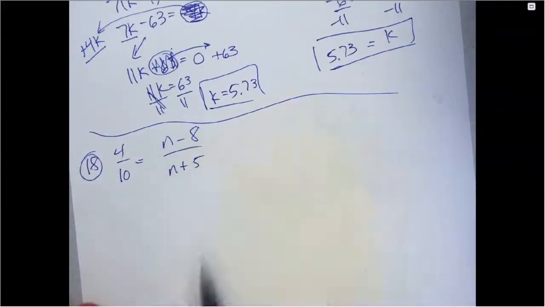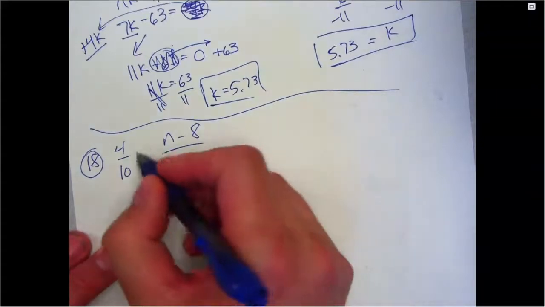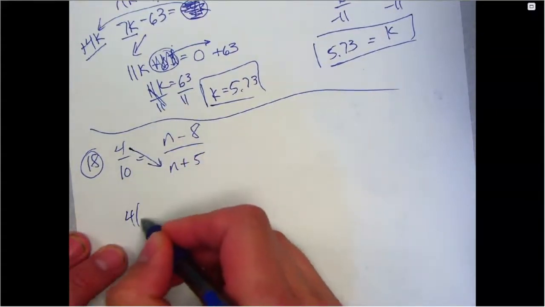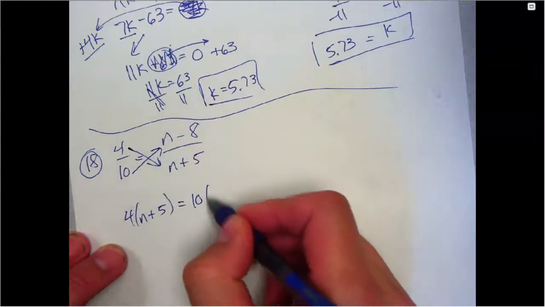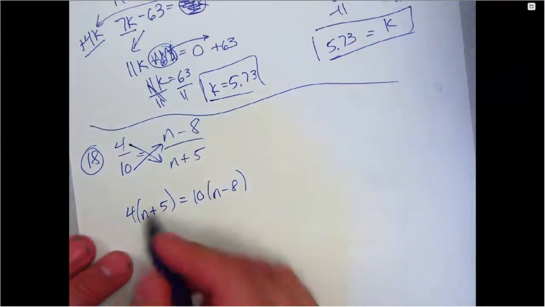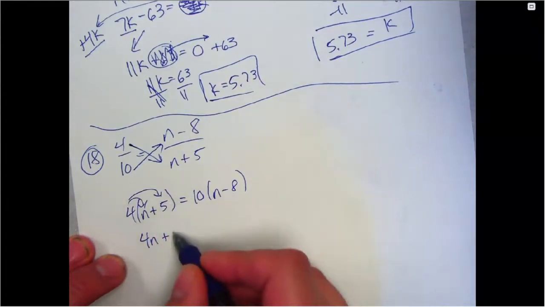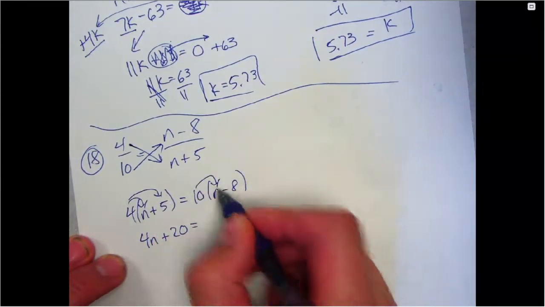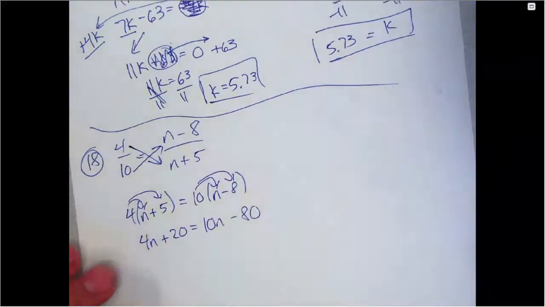All right, then number 18. So now we got like 2 chunks. So you gotta remember there's no negatives here, which is kind of nice. So it's 1 cross, remembering that you're multiplying by the whole chunk, equals the other cross, remembering that you're multiplying by the whole chunk. So we gotta distribute twice. So 4 times n is 4n. 4 times 5 is 20. The other side, 10 times n is 10n. 10 times 8 is 80.